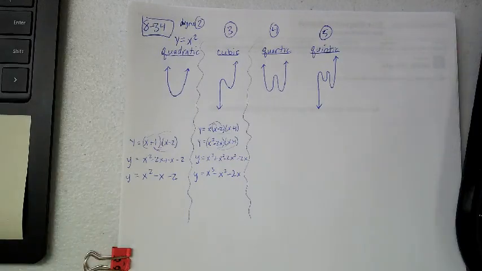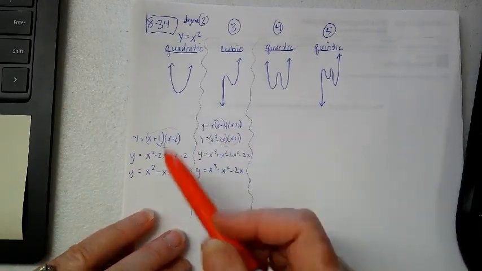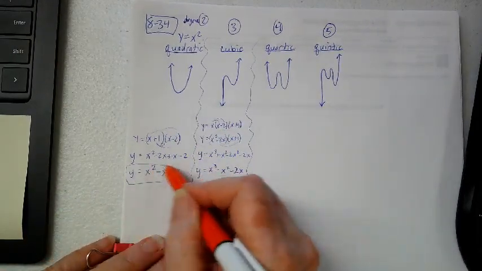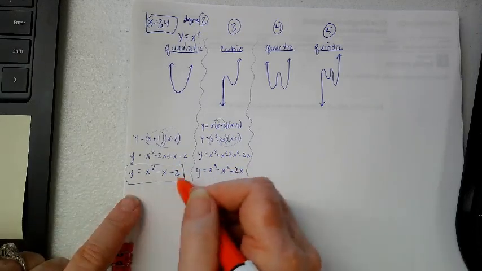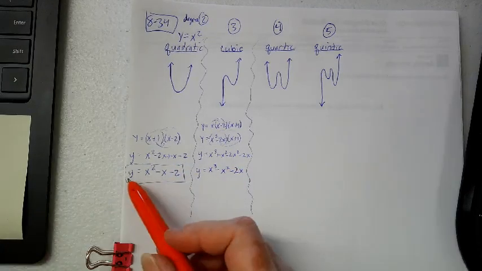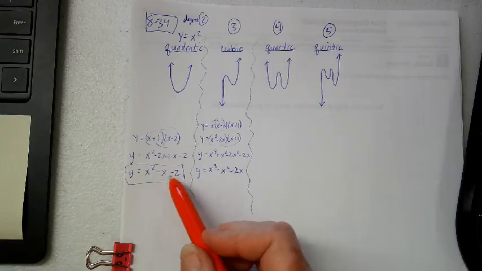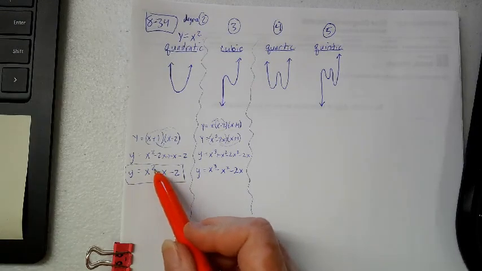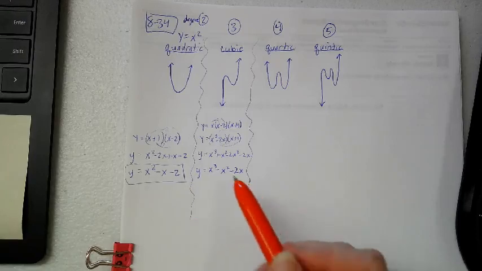And you can tell the degree from the equation by looking at it in standard form, where it's like y equals ax squared plus bx plus c. So you look at the highest degree, or the highest exponent, the term that has the highest exponent.